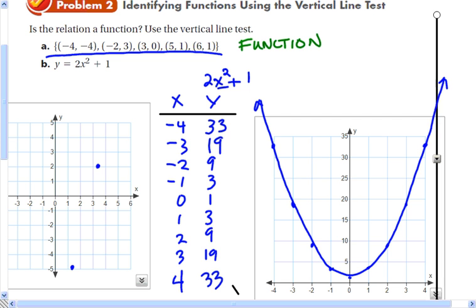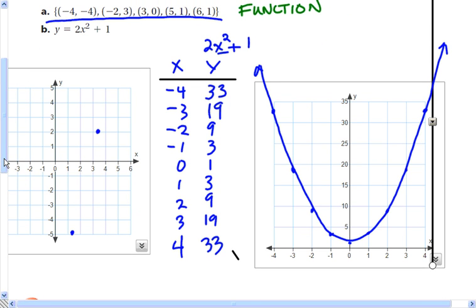And if x goes up at all, y will be a bigger value, so you never would get more than one. The line won't curve back. So, yes, it's a function.